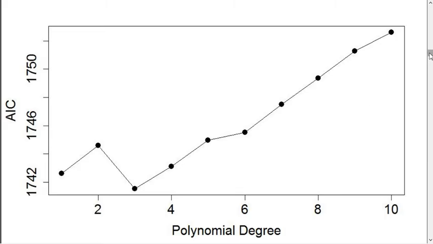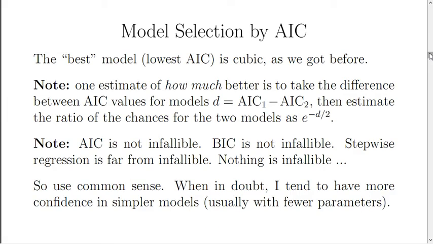That agrees with what we got from using p-values computed from the fits themselves. So in this case, the two ways of selecting a model happen to agree. Now, the model with the lowest AIC is the cubic, as we got before. But something to be aware of is, when you're comparing different models with AIC, they'll have different AIC values, and the lower AIC value means probably a better model.